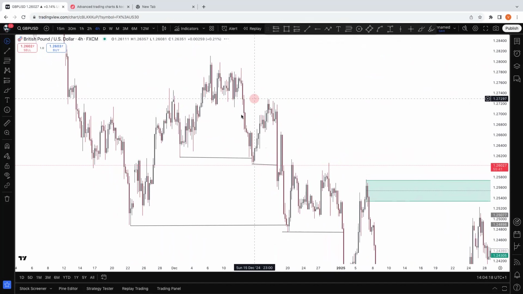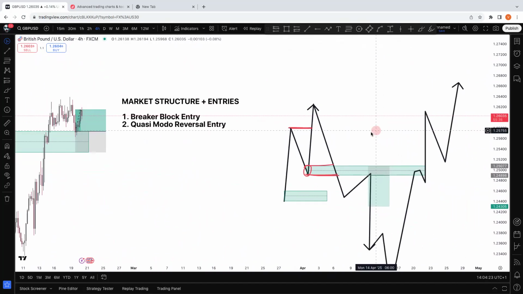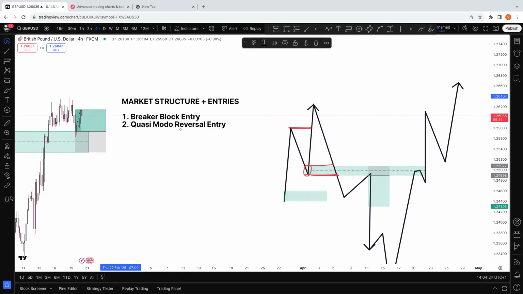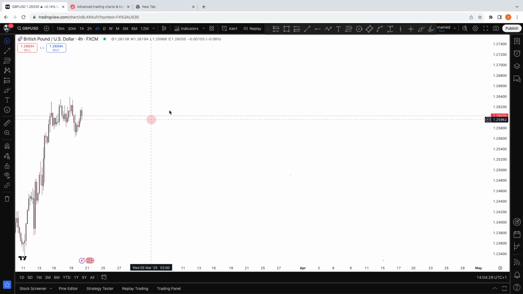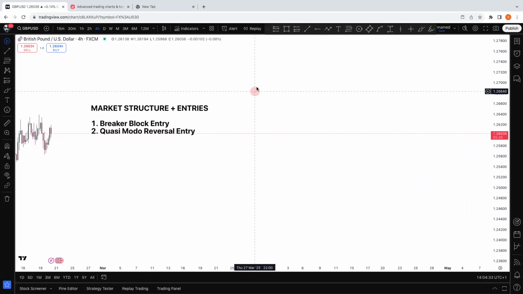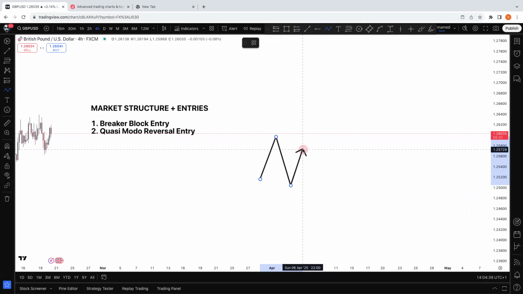That's basically it. Now I wouldn't want this video to be long, so let's just quickly talk about the Quasimodo reversal entry, right? Let's talk about the Quasimodo reversal. So what is a Quasimodo reversal? Now, in a situation where you have a market trend this way, and then we get our break, our change of character, right?